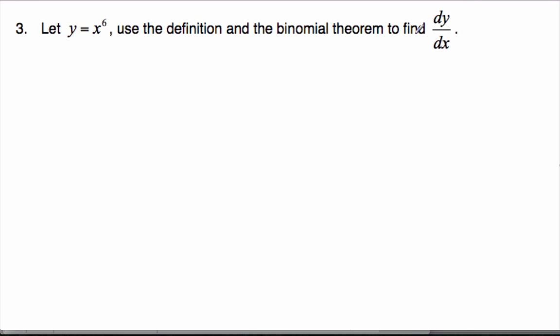This one here, I want you to try yourself using the binomial theorem. And when you're done, you should get 6x to the power of 5, but I want you to use the binomial theorem and the definition.